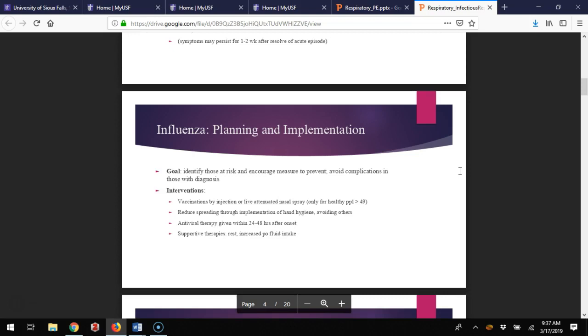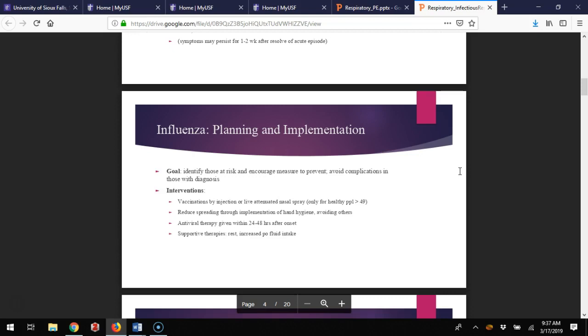So we can talk about the nasal spray, but that's been discontinued this last year for lack of effect. Most of the time we're doing shots right now. There are some contraindications to doing those shots, such as if you've ever had Guillain-Barré, or some of the shots have got an egg component in them, so that might be a contraindication depending on which type of shot you're using. But the big thing is just trying to reduce that spread.